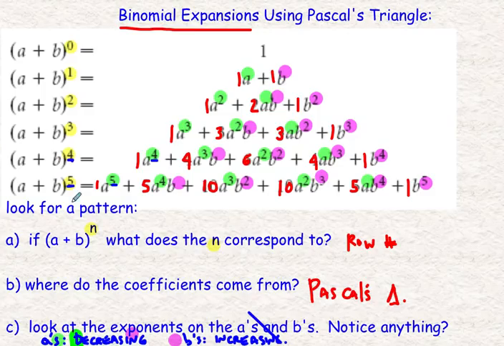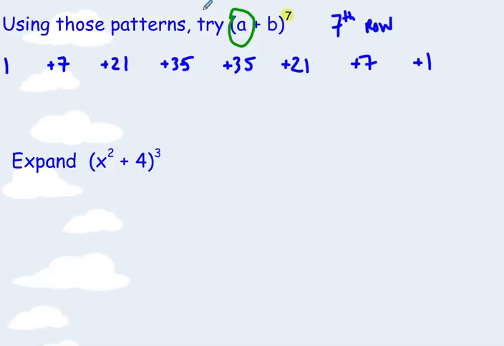So going back here, remember how we said that the a's decrease their exponents? It's going to start with the highest exponent. Whatever row you're in, it's going to start with that as the exponent, and then it's going to decrease. So this is going to be an a to the 7th, because this is a 7. And then it's going to decrease: a to the 6th, a to the 5th, a to the 4th, a to the 3rd, a squared, a to the 1st, and then this would technically be a to the 0, which you wouldn't have to write because a to the 0 is just a 1.